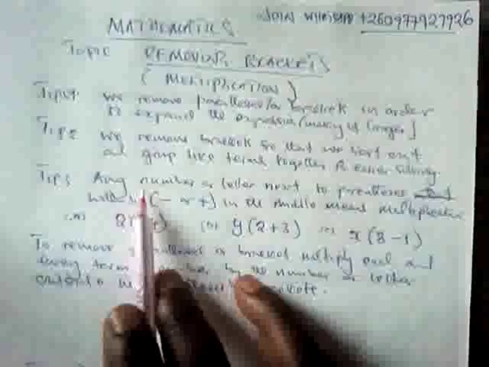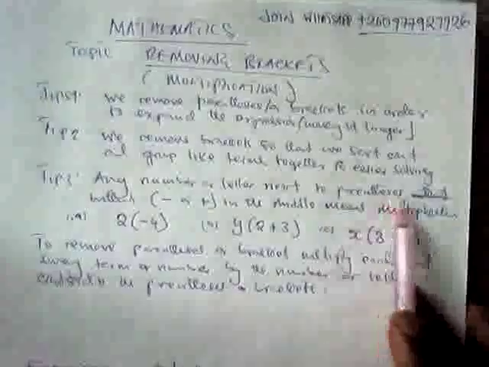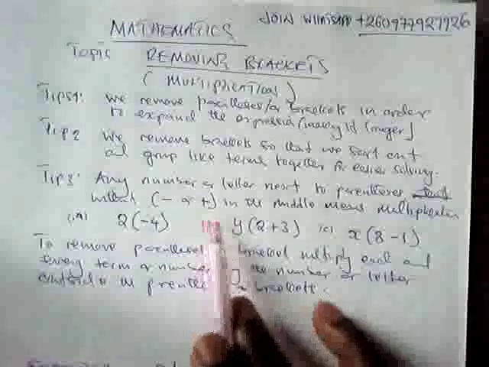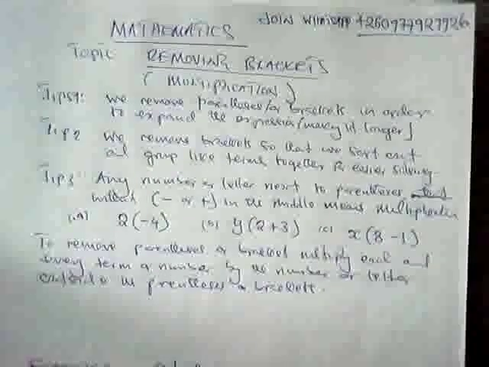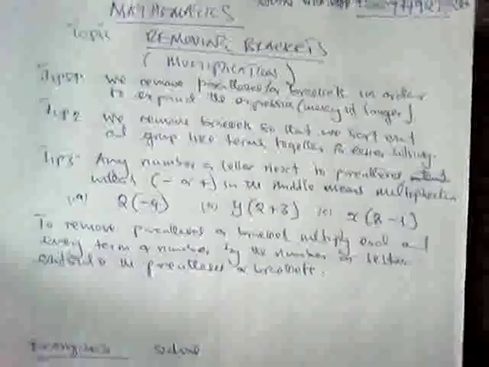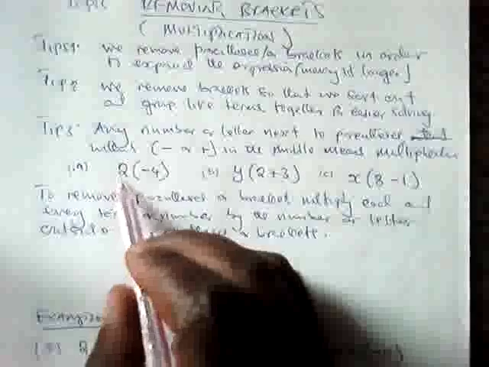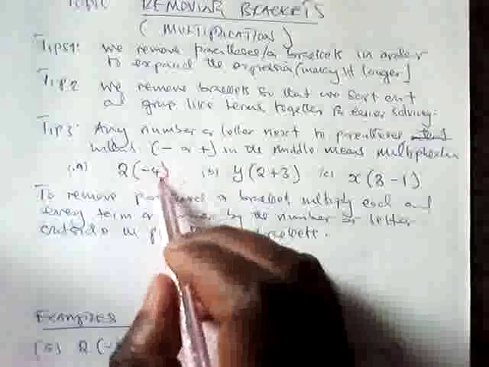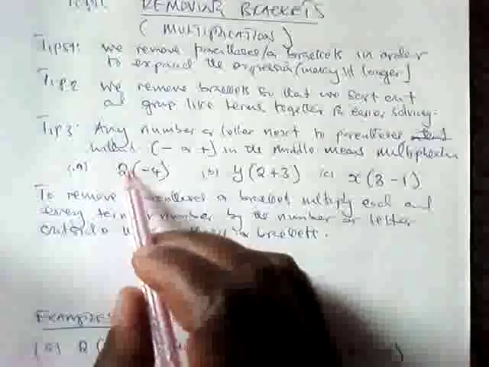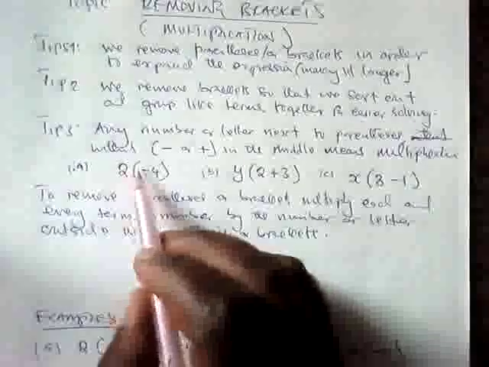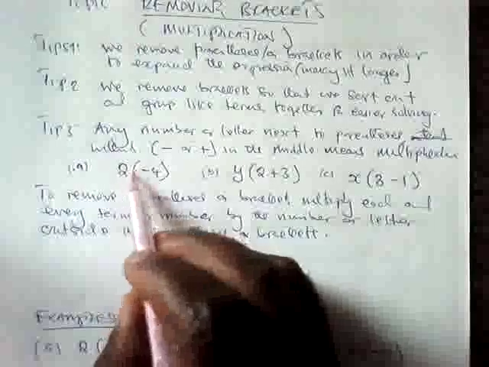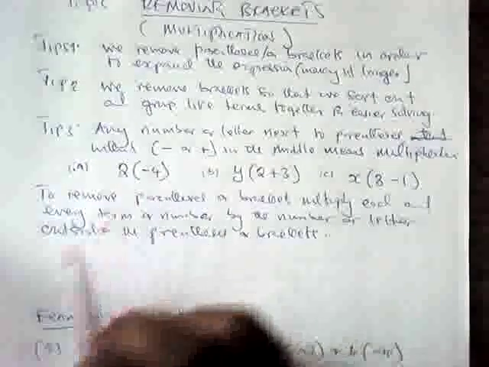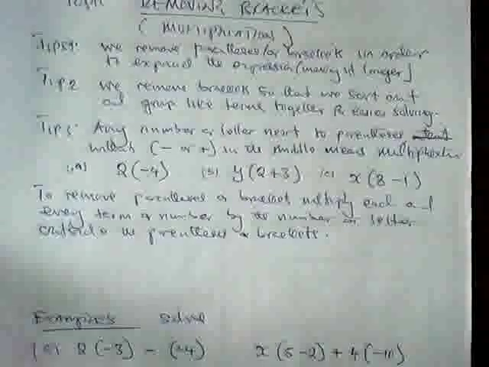Tip number 3, any number or letter next to the parenthesis without minus or plus in the middle means multiplication. What this means is that if you look at this, 2 open brackets minus 4 close brackets, are you seeing any minus in the middle between 2 and the brackets? Are you seeing plus? There is nothing. So this means that this is multiplication and it's not a subtraction.